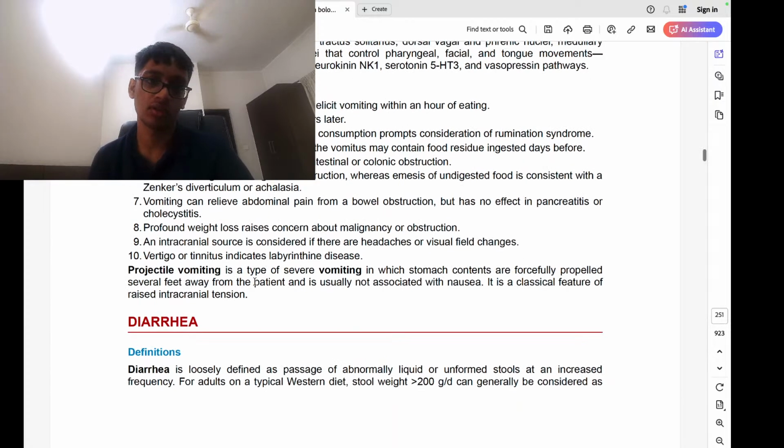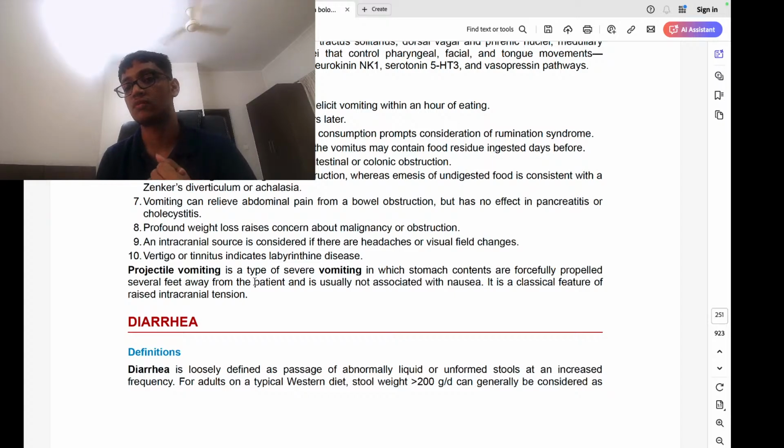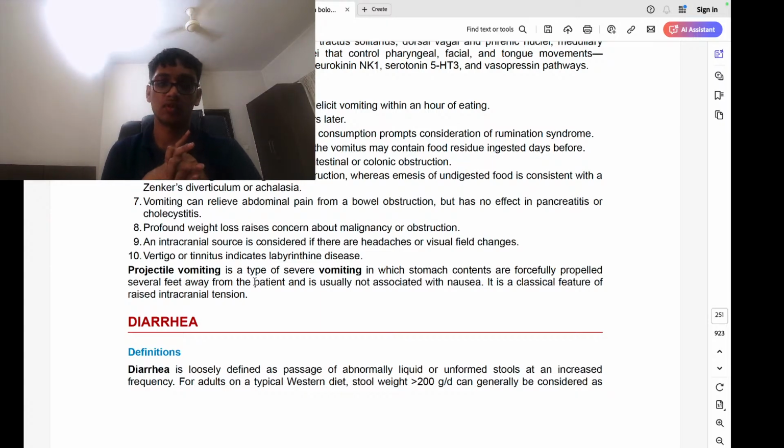Vomiting within an hour of eating suggests gastroparesis or pyloric obstruction, while vomiting from intestinal blockage occurs later. Vomiting occurring minutes after a meal prompts consideration of rumination syndrome. With severe gastric emptying delays, the vomitus may contain food residue ingested days before. Feculent emesis suggests distal or colonic obstruction. Bilious vomiting excludes gastric obstruction, whereas emesis of undigested food is consistent with Zenker's diverticulum or achalasia. Vomiting can relieve abdominal pain from bowel obstruction but has no effect in pancreatitis or cholecystitis.